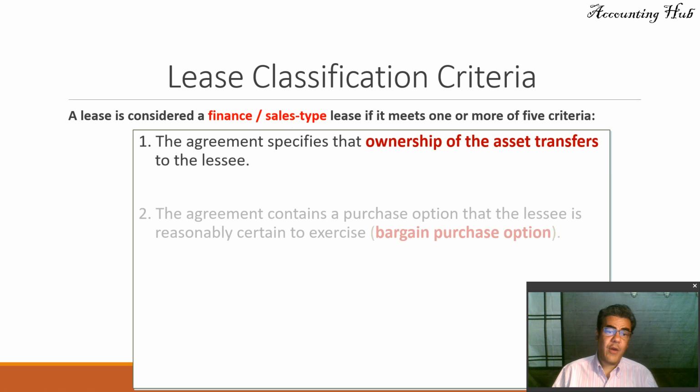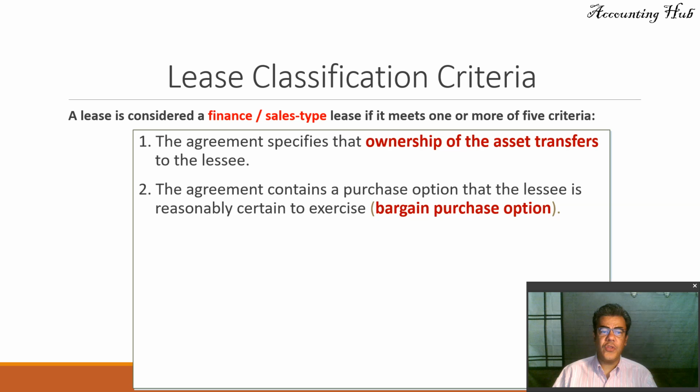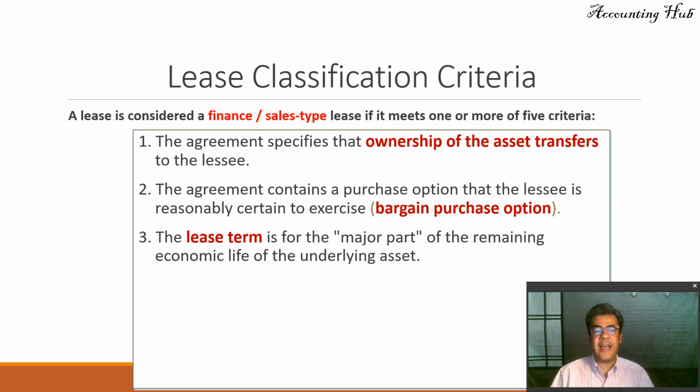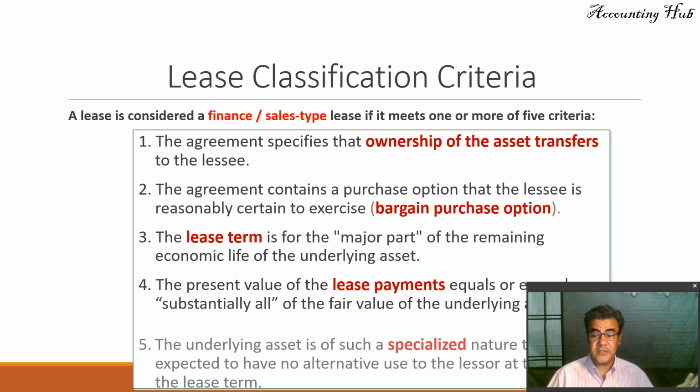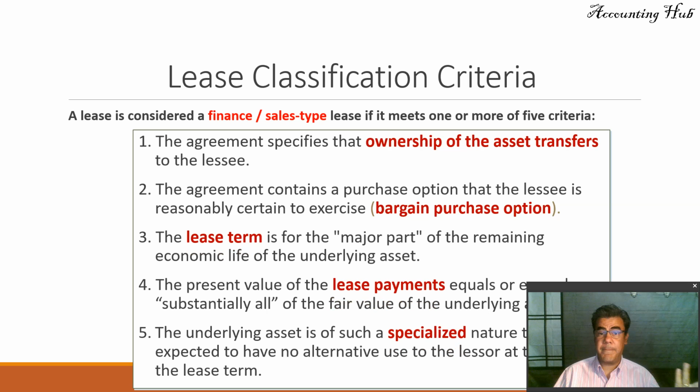One, the agreement specifies that ownership of the asset is transferred to the lessee. And it is a finance lease. It is just like a purchase. So what is the difference between finance and operating lease? Finance, you consider it a transaction similar to a purchase of equipment. Operating lease, you are renting the equipment or the assets.